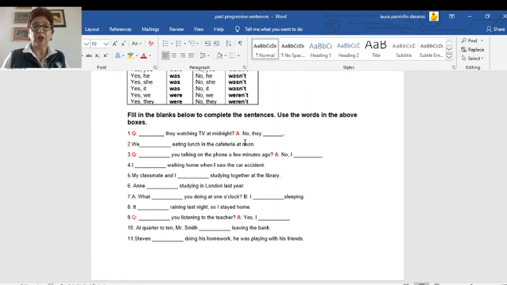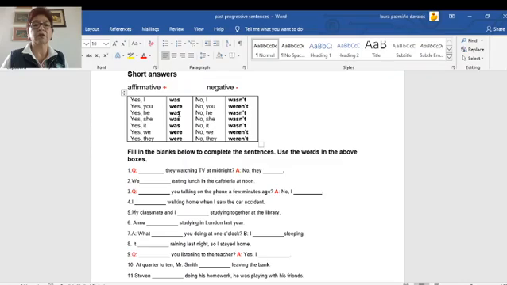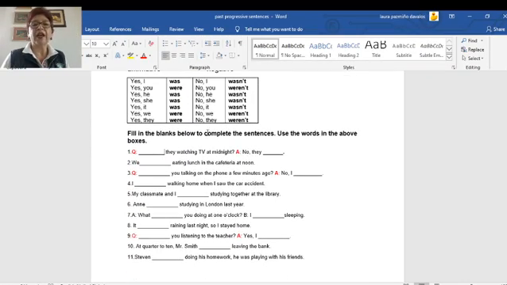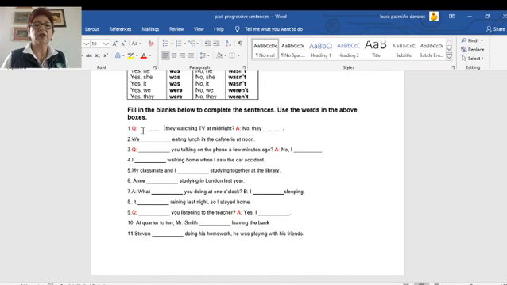Let me explain what you need to do. Fill in the blanks below to complete the sentences. Use the words in the above boxes. You can use this, but you already know. It's like a guide. Q is for question, A is for answer. Some sentences have questions, some do not. You just have to be careful. If it's a question, you know what to look for.